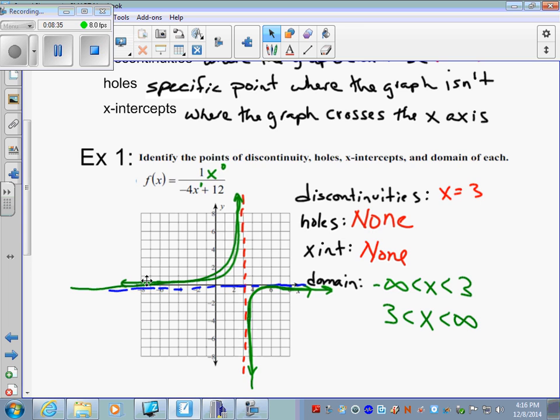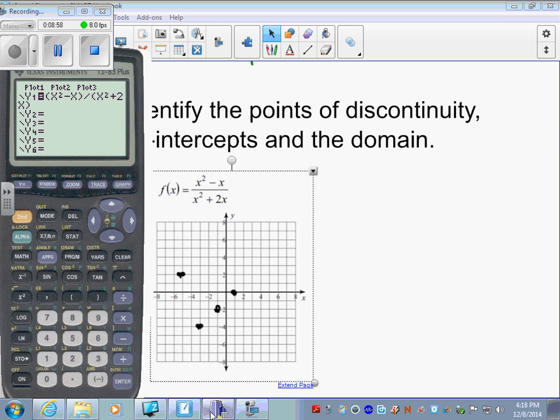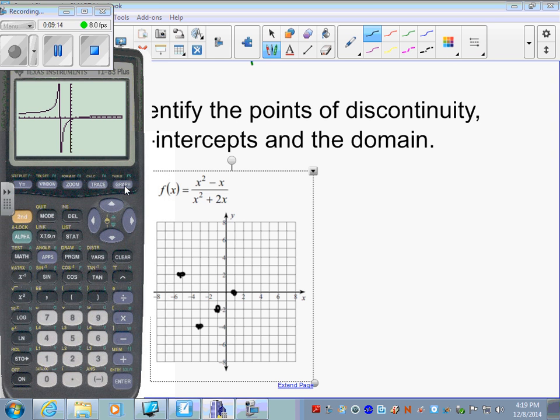Alright, our last example of the day is example 2. And again, we're finding the discontinuities and holes, x-intercepts, and domain. So with this equation, put the numerator and denominator in parentheses. And we graph it. I can see a vertical asymptote. Find the points. I've already done this. And I graph it. I found the points -5, 2. I found the points -3, -4, -1, -2, and 1, 0.